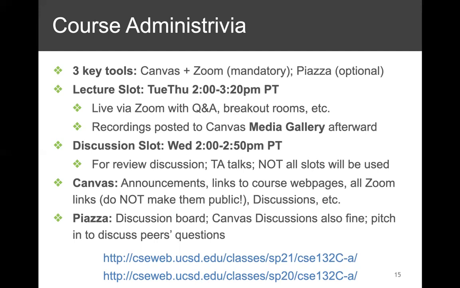Canvas discussions is also available for you. So if you don't want to use Piazza, feel free to use Canvas discussions. I will replicate all course announcements across both Canvas and Piazza. All Zoom links are posted on Canvas, so you have to look that up. If you're not on the Canvas roster, you will not be able to access the course materials for quizzes and exams. So make sure that you are on the Canvas roster by the first week of classes. Don't make Zoom links public, of course. We don't want Zoom bombing in this class.